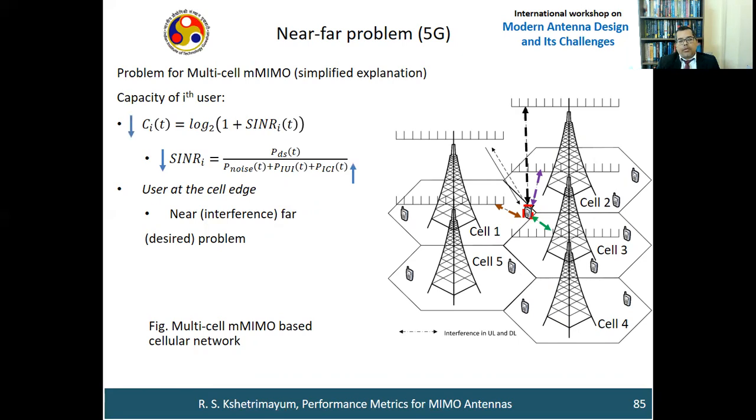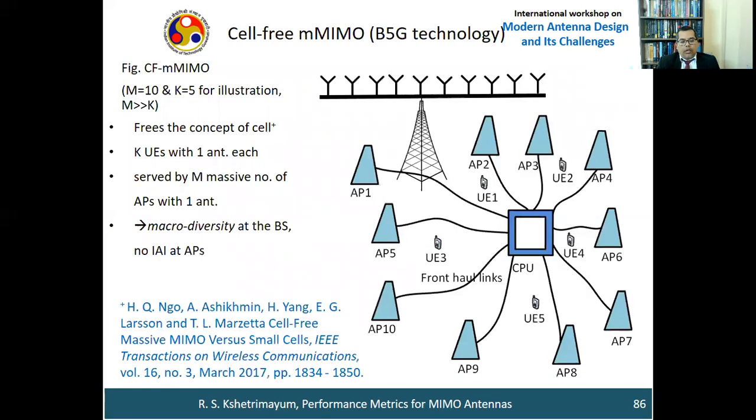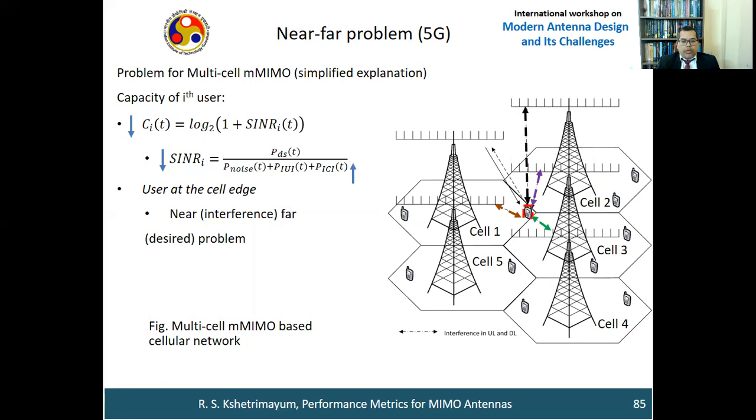What happens to the capacity? Capacity is log2 of 1 plus SINR. Capacity decreases. So this is an inherent problem in cellular communication from the beginning, and this is called the near-far problem. Very near to the interfering cells and very far away from the desired cell. And this is unsolvable if you consider multi-cell cellular communication.